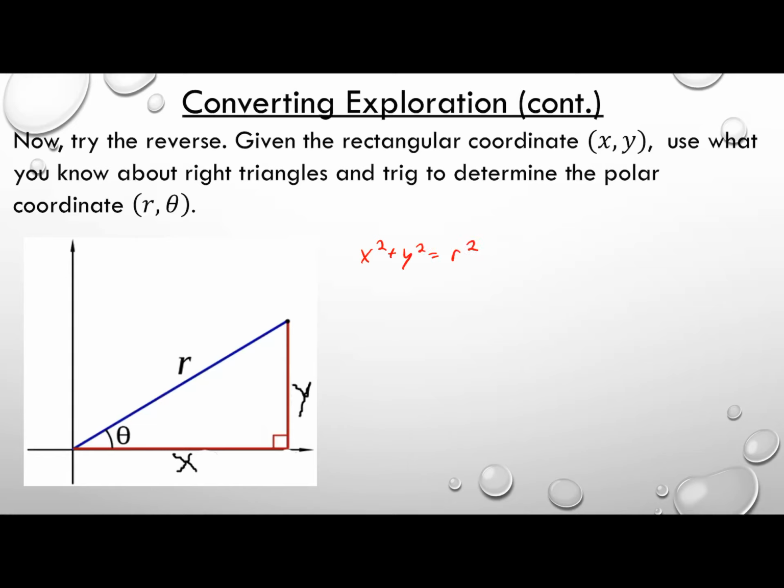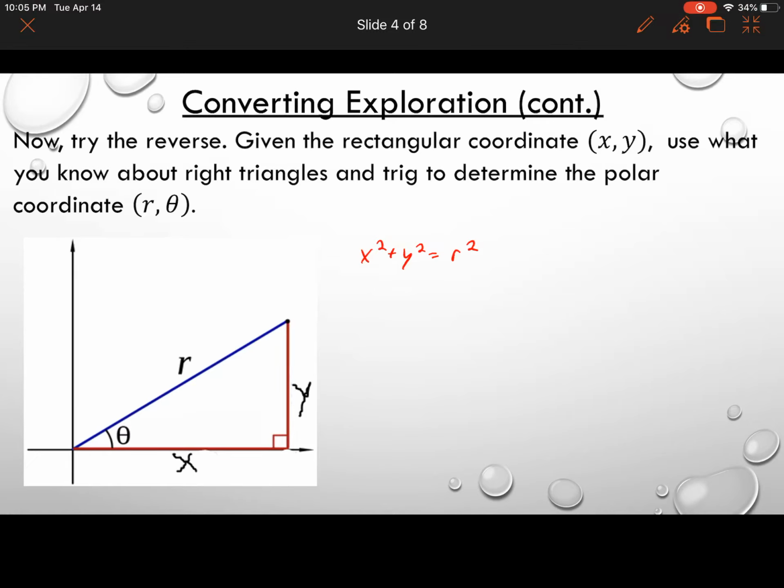Now to solve for r, we got to get rid of that squared. So we're going to take the square root of both sides. So we end up with r is equal to the square root of x squared plus y squared. So that is our formula that we use to solve for r. Simple Pythagorean theorem. Not much else to it. So now let's think about theta.